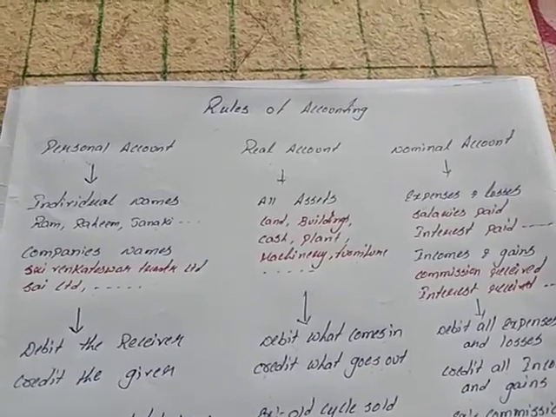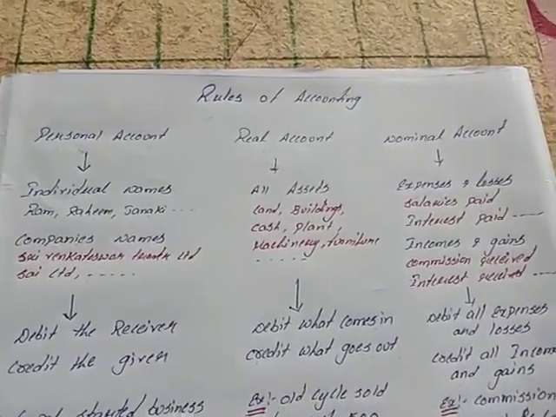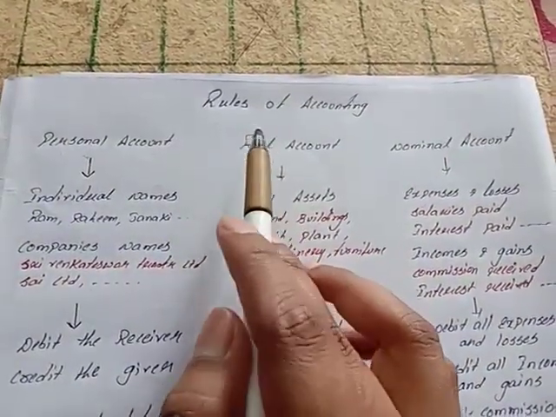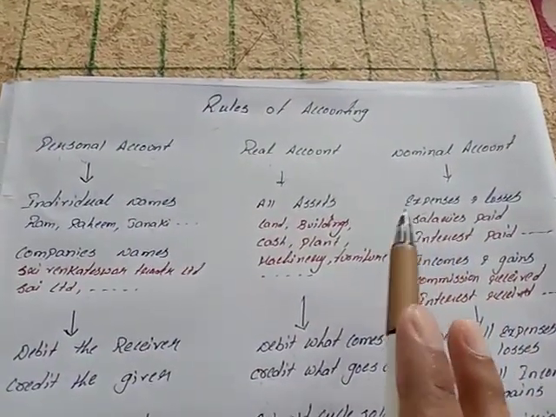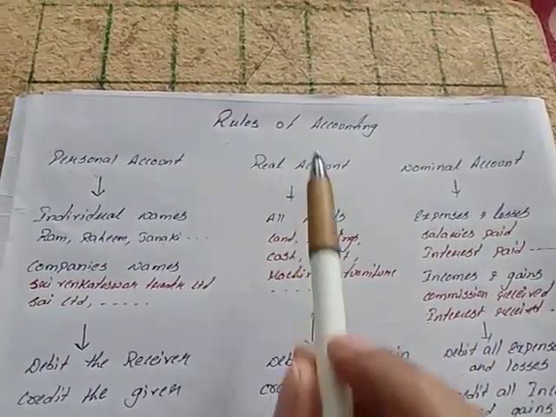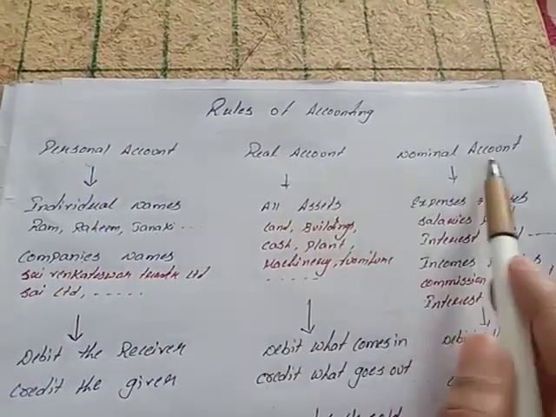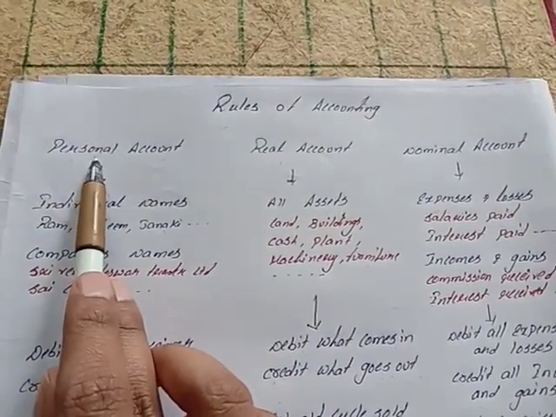So here for unit number 4 we need to understand what are the rules of accounting. So let us go into the rules of accounting. These are the most important rules for understanding the entire fourth unit, so properly listen to it. Rules of accounting are of three types: one is personal account, real account and nominal account. So let me discuss in detail about personal account.